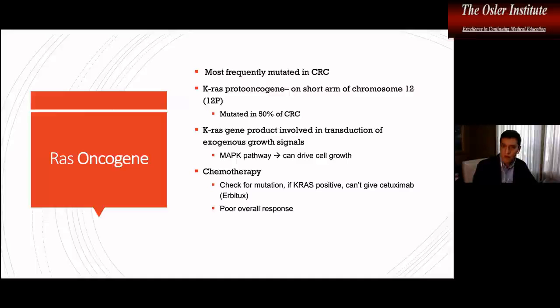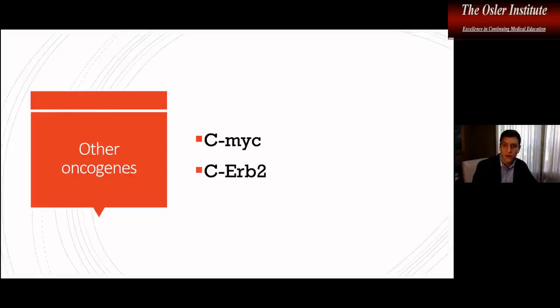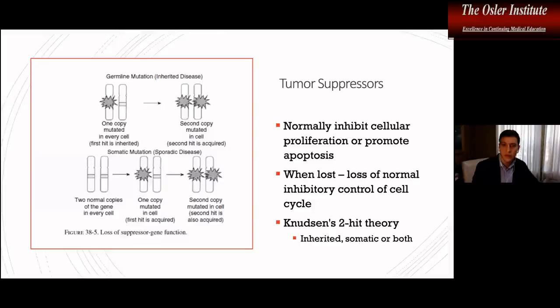The KRAS gene product is involved in transduction of exogenous growth signals. This is important in chemotherapy. You check for the mutation. If it's KRAS positive, you can't give certain medications like cetuximab. It has a poor overall response. And again, c-MYC and cerbB2 are other oncogenes that have been identified. Then there's tumor suppressors. So again, they normally inhibit cellular proliferation or they promote apoptosis. And when they're lost, you have loss of the normal inhibitory control of the cell cycle.